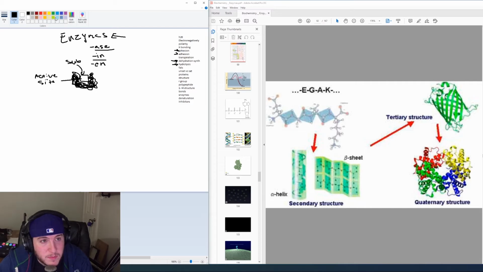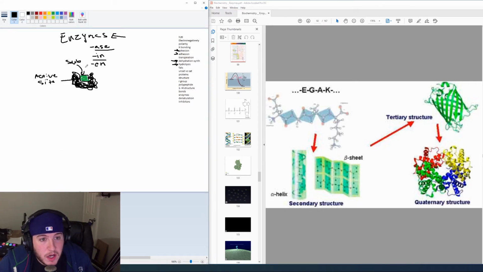And remember that our substrate, I'll do this in green, has to specifically fit the enzyme, which you wouldn't be able to tell from my really crappy picture here, but the substrate has to fit specifically for an enzyme. It's like a lock and a key, okay?